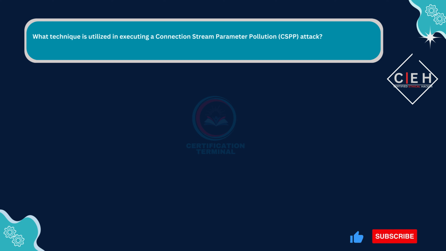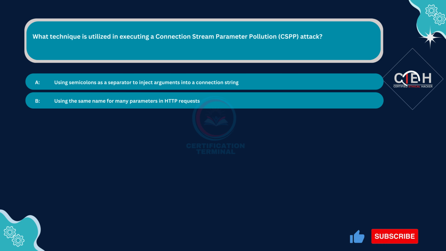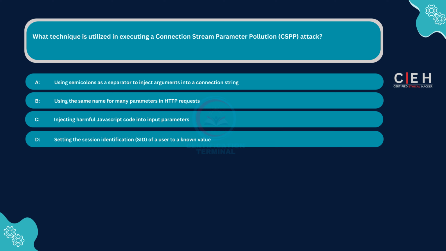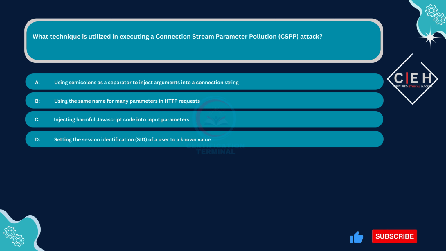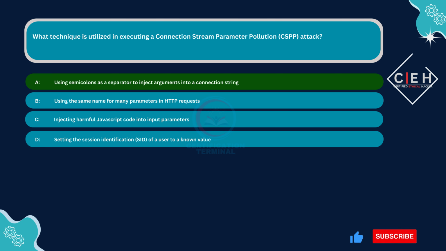Next question. What technique is utilized in executing a connection stream parameter pollution attack? Option A, using semicolons as a separator to inject arguments into a connection string. Option B, using the same name for many parameters in HTTP requests. Option C, injecting harmful JavaScript code into input parameters. Option D, setting the session identification of a user to a known value. The correct answer is Option A, using semicolons as a separator to inject arguments into a connection string.